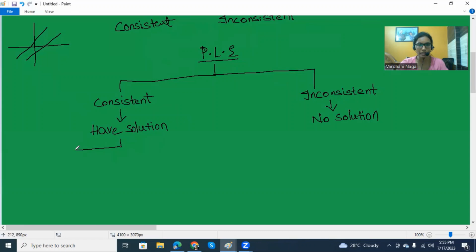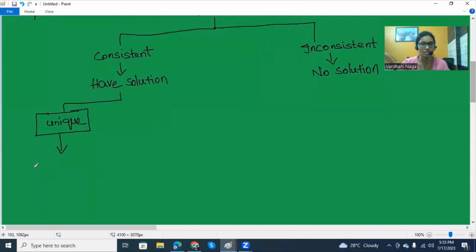Suppose you have a unique solution, one solution of the variables x and y, then the lines are intersecting lines. Intersecting lines means like this. They meet at one point. Suppose two lines are there, L and M. They meet at one point. So these are intersecting lines.